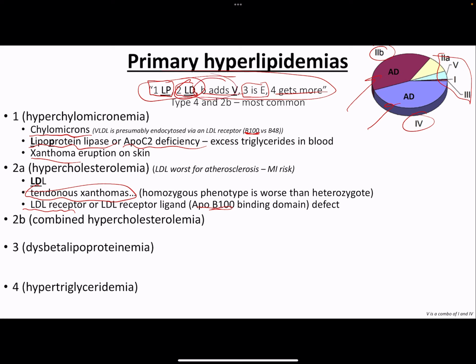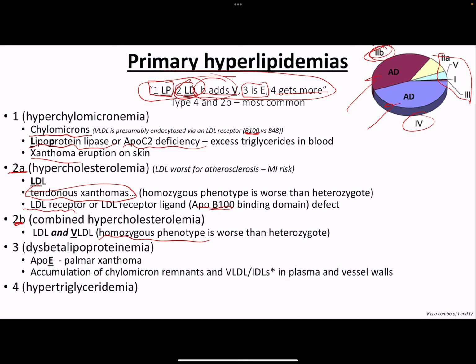B adds V. So we have two types, 2A and 2B. B adds V, so LDL and VLDL. I'm actually not sure exactly, the 2A makes sense, but I'm not sure of the proteins that cause the 2B. Note that for 2A and 2B, 2B is the more common one. You can potentially have homozygous and heterozygous, and the homozygous mutant would be worse.